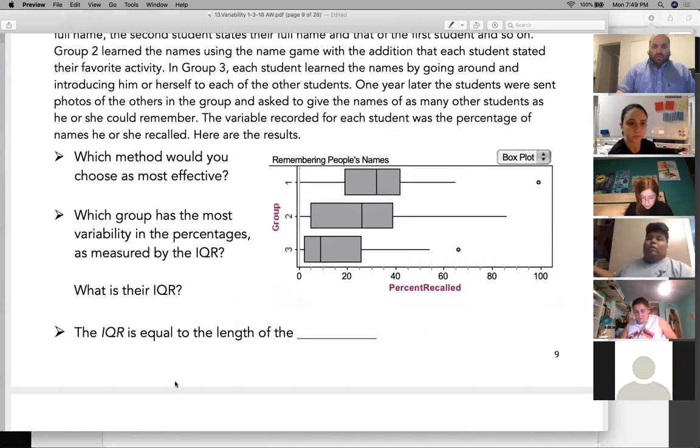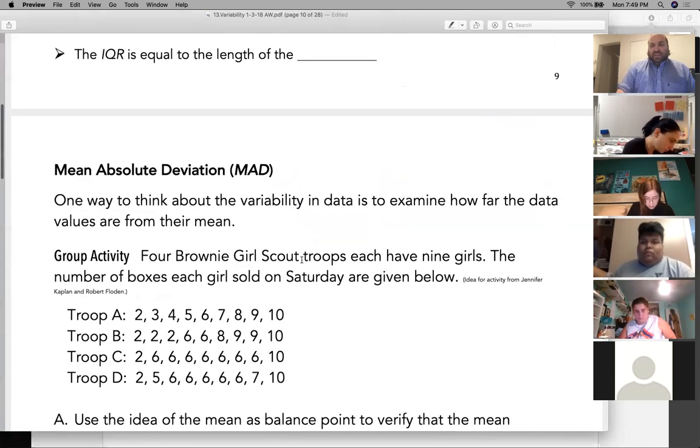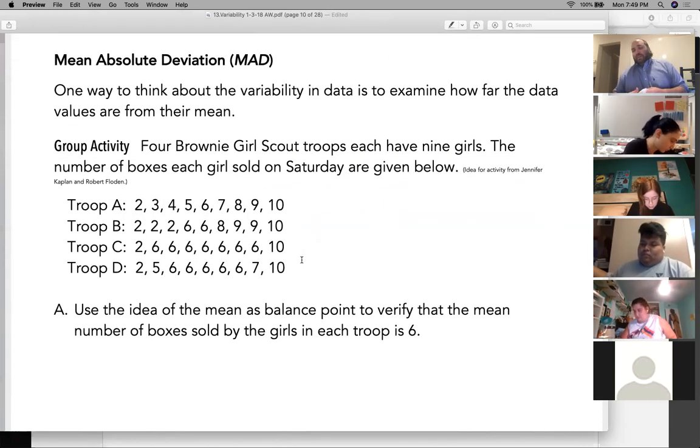Okay, so the IQR is equal to the length of the box. Obviously, that's where we get it from. So that's the IQR. That's the first measure of variability. Well, 2, the range, but we don't use the range, right? So the range, we don't use, the IQR we do use. The next measure. Professor, I have a question.